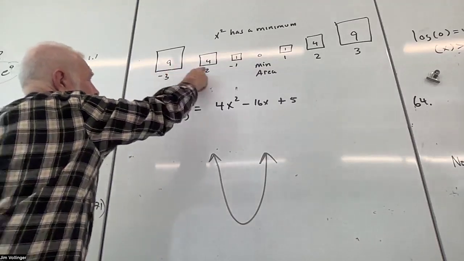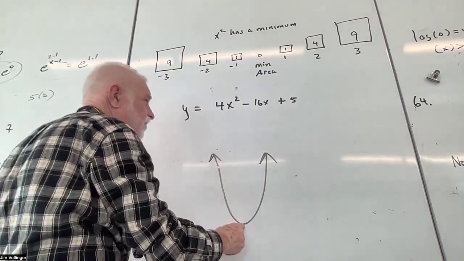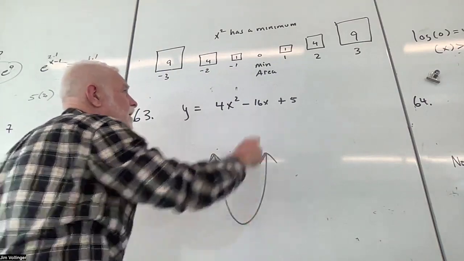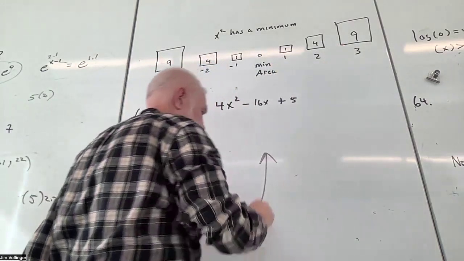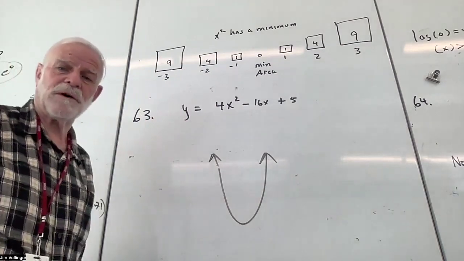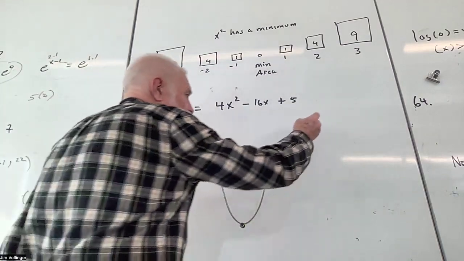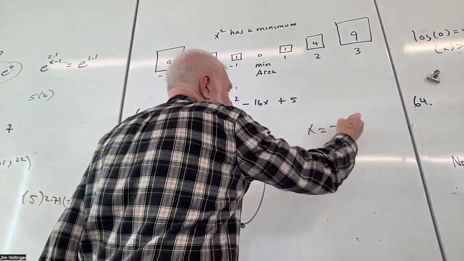decreasing areas, 9, 4, 1, 9, 4, 1, decreasing areas to 0. There's a minimum at 0. And then the areas go back up again. Hopefully that trajectory makes more sense than it did 3 or 4 weeks ago. So how do we get this x value? Memorization, minus b over 2a.